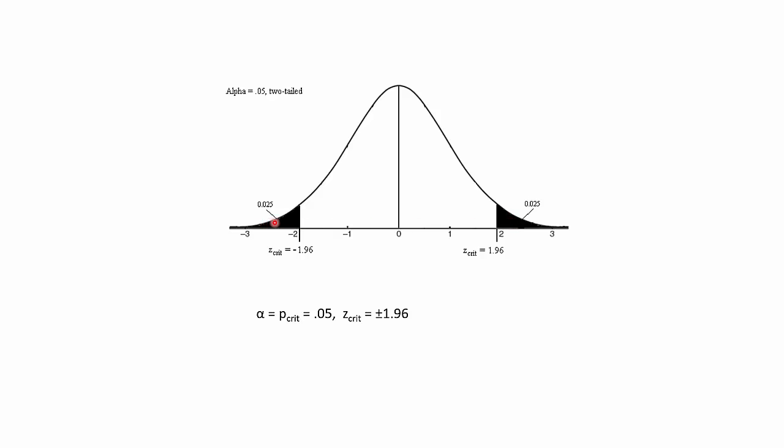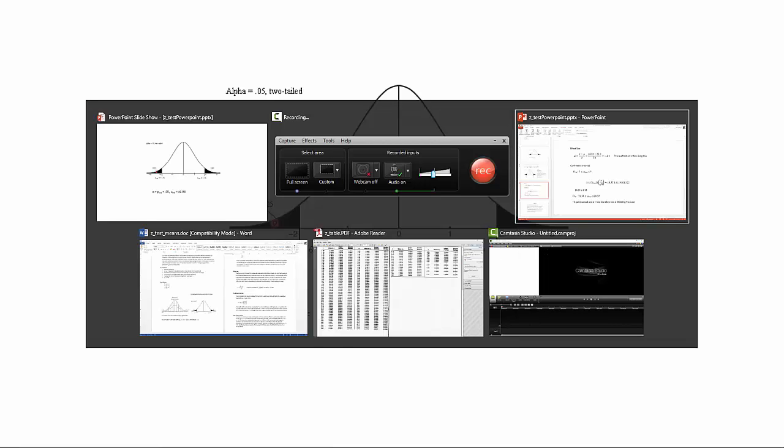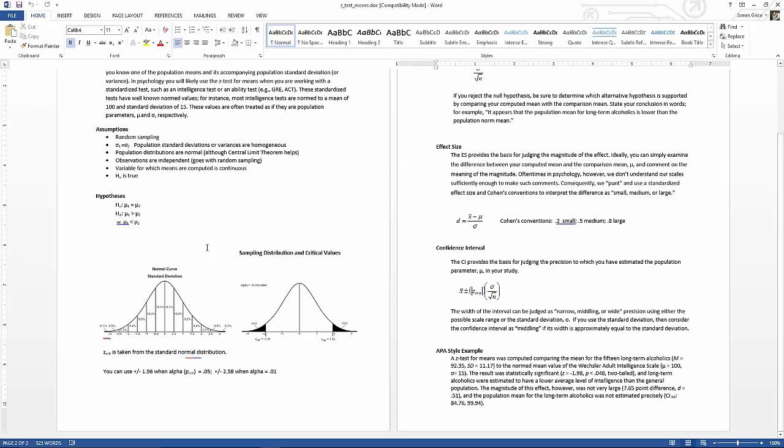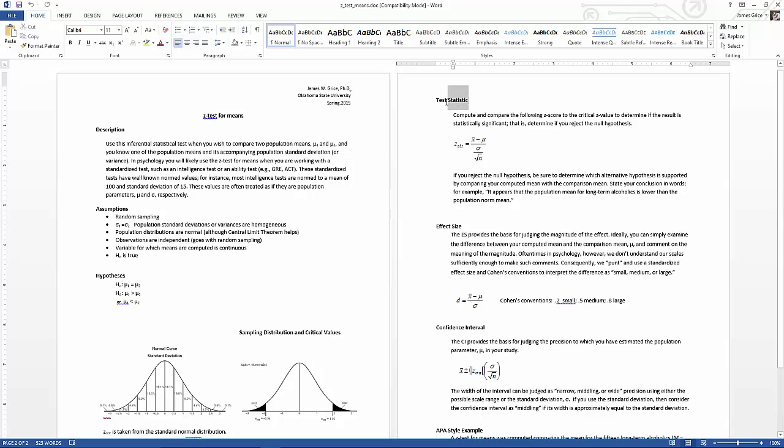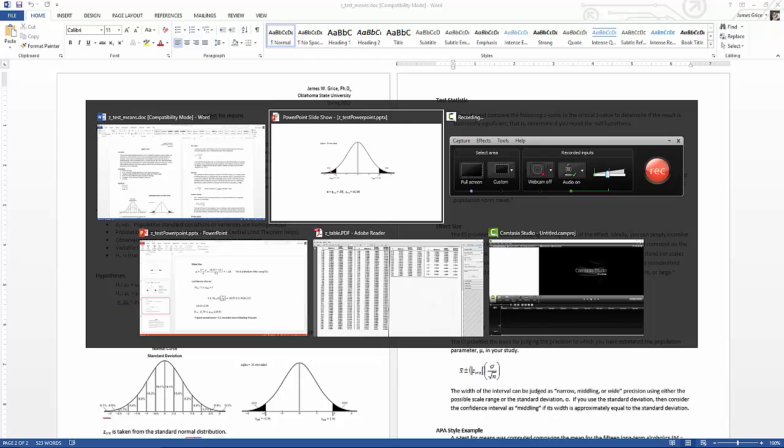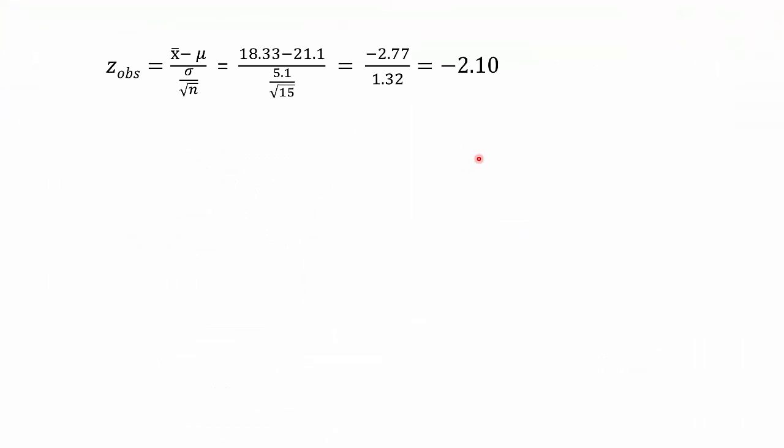null hypothesis. So by the way, if we look at our handout, we basically worked through all of this first page here. Now we're on to the second page where we can see we need the test statistic. So we need to get z observed. So we lift this formula off of the page and we're going to plug and chug through. So here's the formula. So I plug in 18.33, the mean for the OSU students. Here's my comparison mu, 21.1, and then 5.1 is the sigma. And then the sample size is 15, square root of 15.